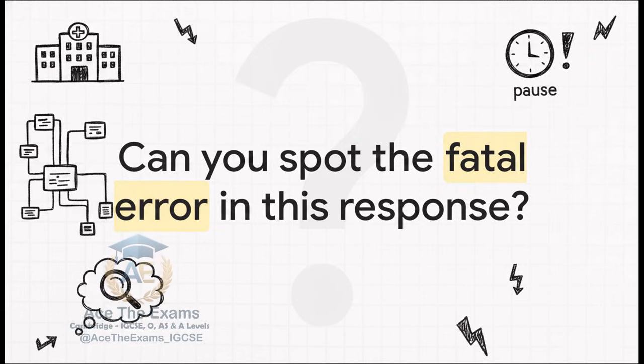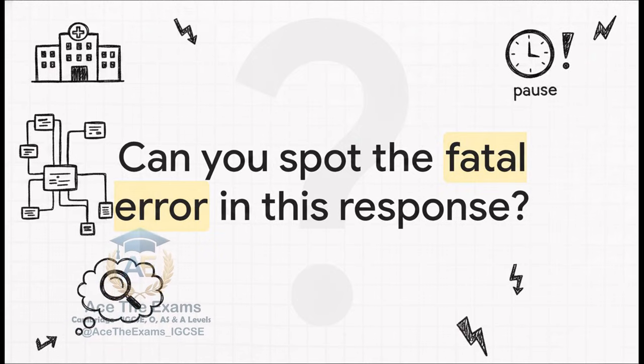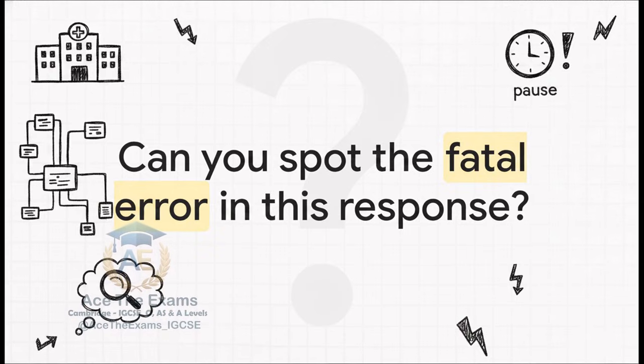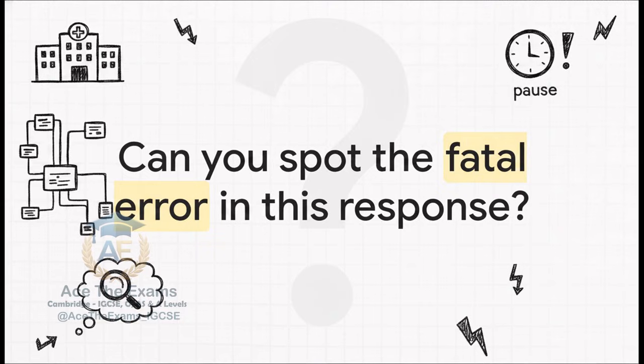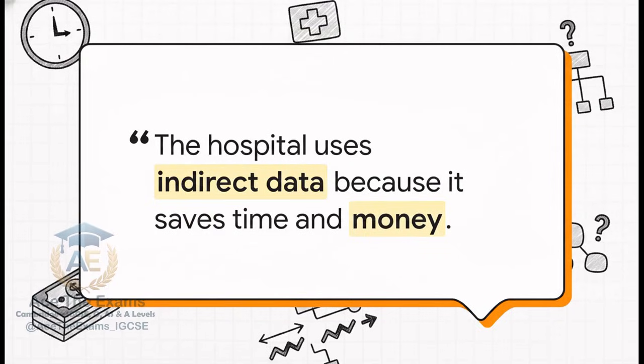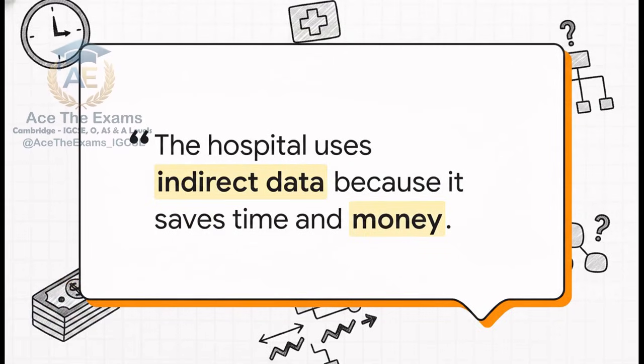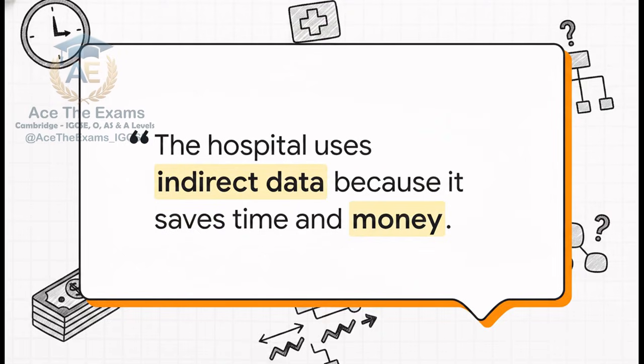I want you to actively engage with me here. We're going to apply this framework to a realistic 9626 scenario involving a hospital's IT system. So pause for a second and try to predict, can you spot the fatal error in this upcoming student response? Take a really close look at this flawed student answer. The hospital uses indirect data because it saves time and money compared to collecting direct data.